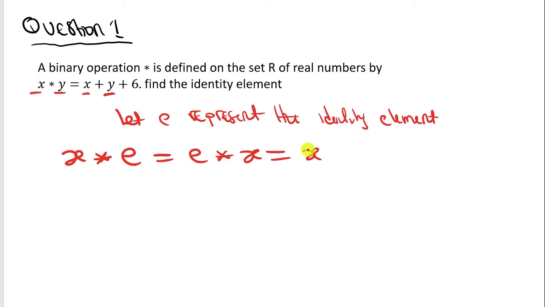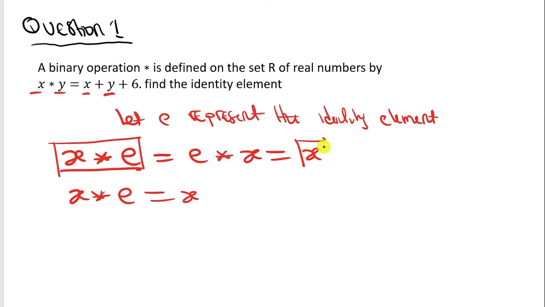After writing this basic definition or condition, we are going to pick one: X operating on E is equal to X. This is what I want to use. I'm picking this side. Then you try using the definition that has been given in the question, that is the star operation, and you expand this and solve for E, or make E the subject.